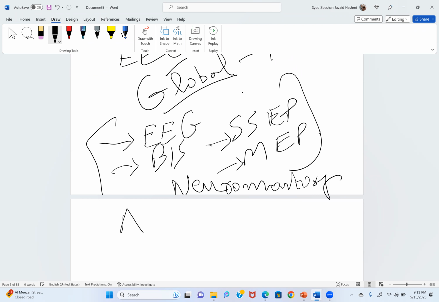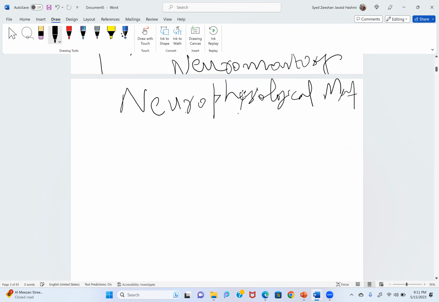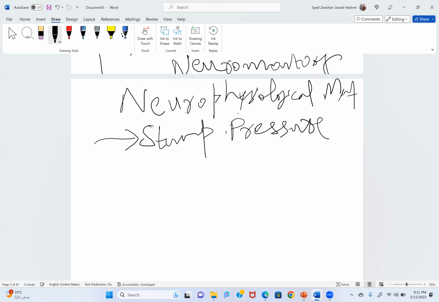Okay. And also use the word neurophysiological monitoring. Okay. Some other monitoring which we do with reference to neuro, especially important when we are doing carotid endarterectomy, is stump pressure. Okay, stump pressure is measured.